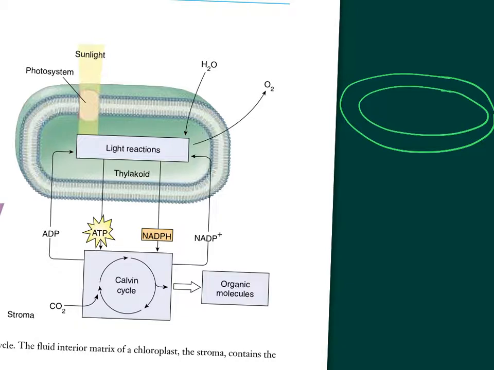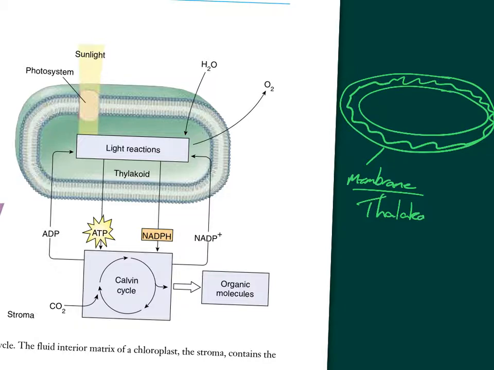All right. So you're just doing a sketch. You know that that's a membrane. It's a cross-section of the membrane. What's the membrane called inside the chloroplast? We call it a thylakoid. So there's your thylakoid membrane. What you get coming in is sunlight. So light is coming in.